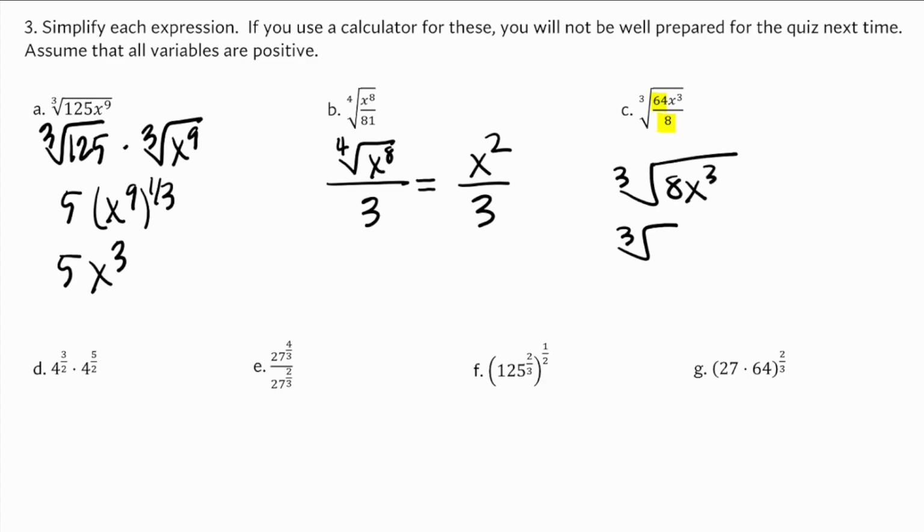And then I'll be taking the cube root of 8 times the cube root of x to the 3. And the cube root of 8 is going to be 2, and the cube root of x to the 3 is just going to be x to the first.